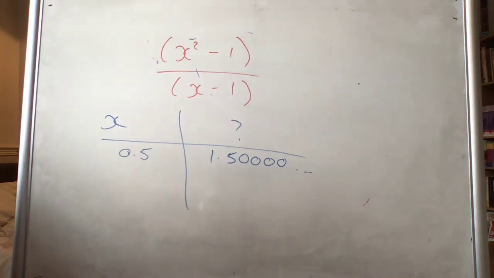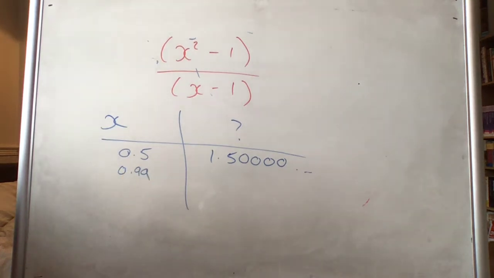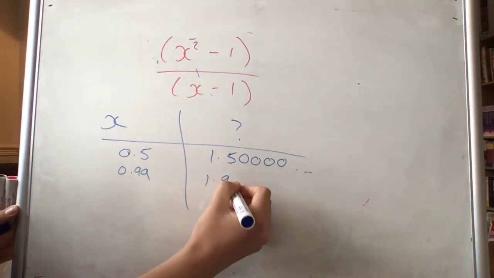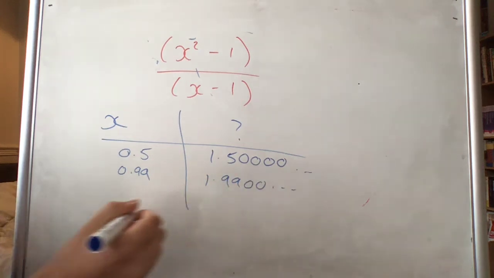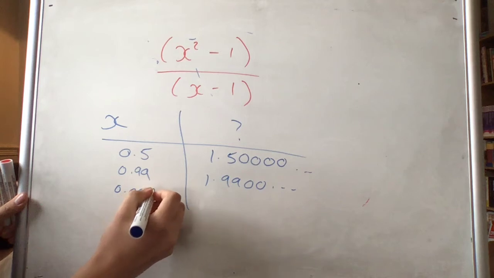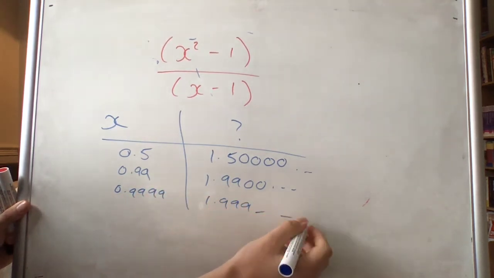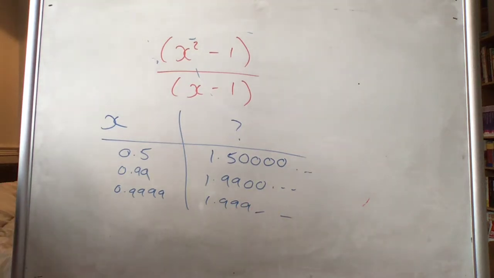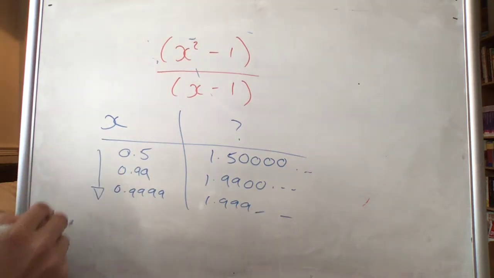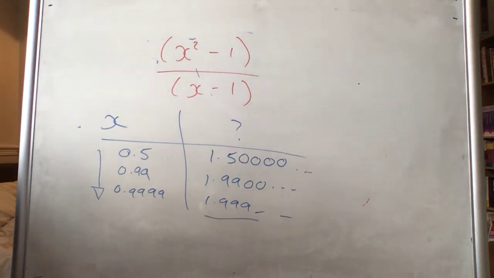Okay, how about if we did 0.99? What are we going to get? Well, that actually gives us 1.99. And then we could keep going, 0.9999, for example, is just going to give us 1.9999, etc. So as you can see, as we get closer to 1 with our x, we're getting closer to 2 in our output. So, we've got an interesting situation here.